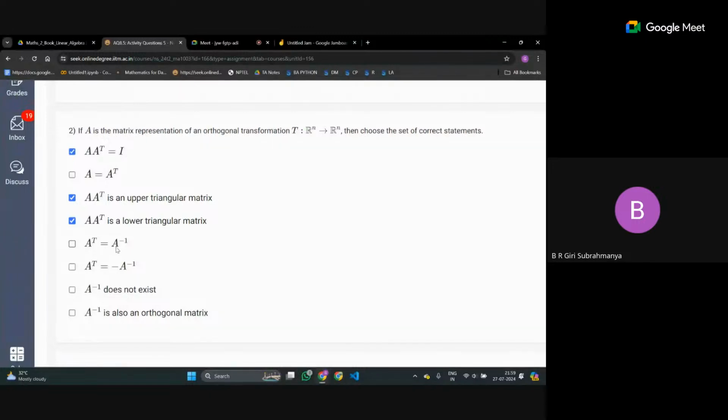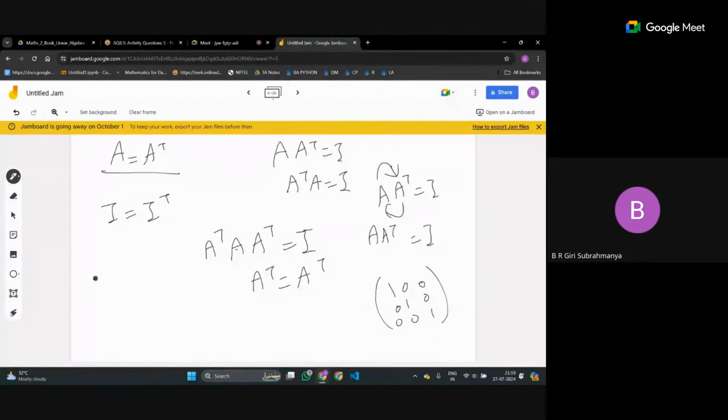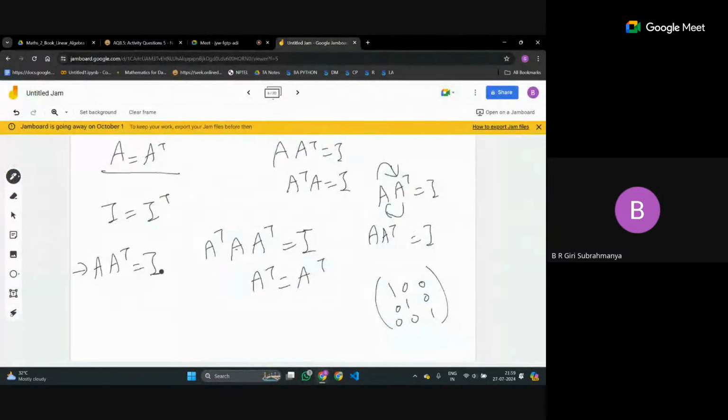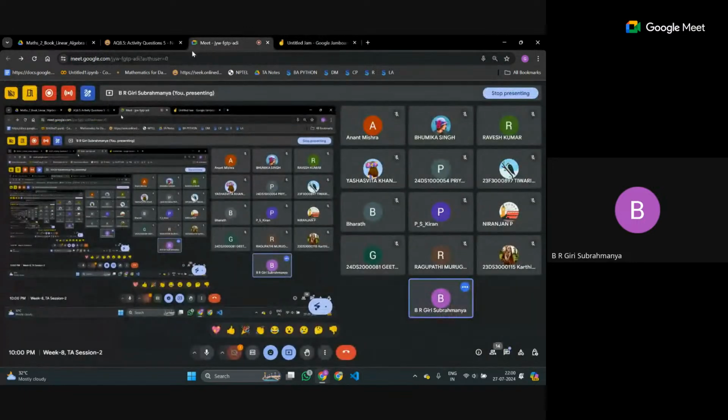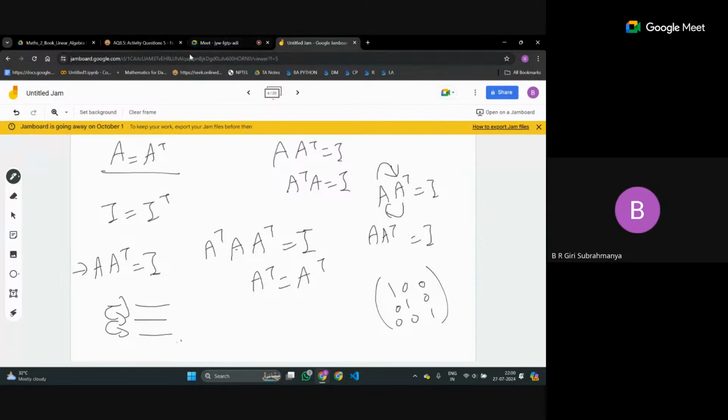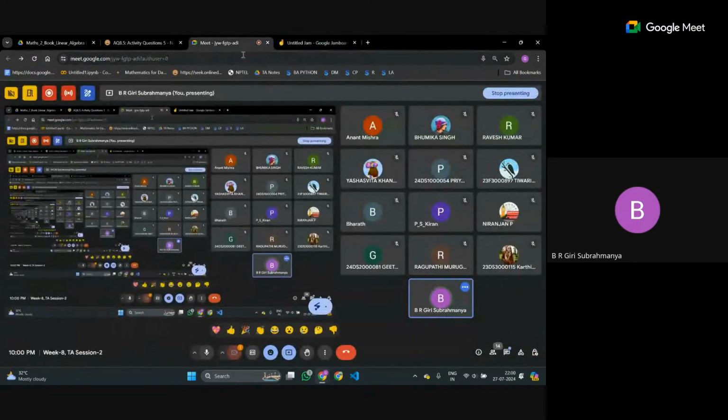And A transpose is equal to A inverse. This is also correct, right? Because if A transpose A is equal to I, then we can say the rows are orthonormal. If they are orthonormal, then they will be independent, right? These three rows will be linearly independent. And notice one more thing: the domain and codomain are the same, so the dimension of the matrix is square. Then A will be invertible, correct?